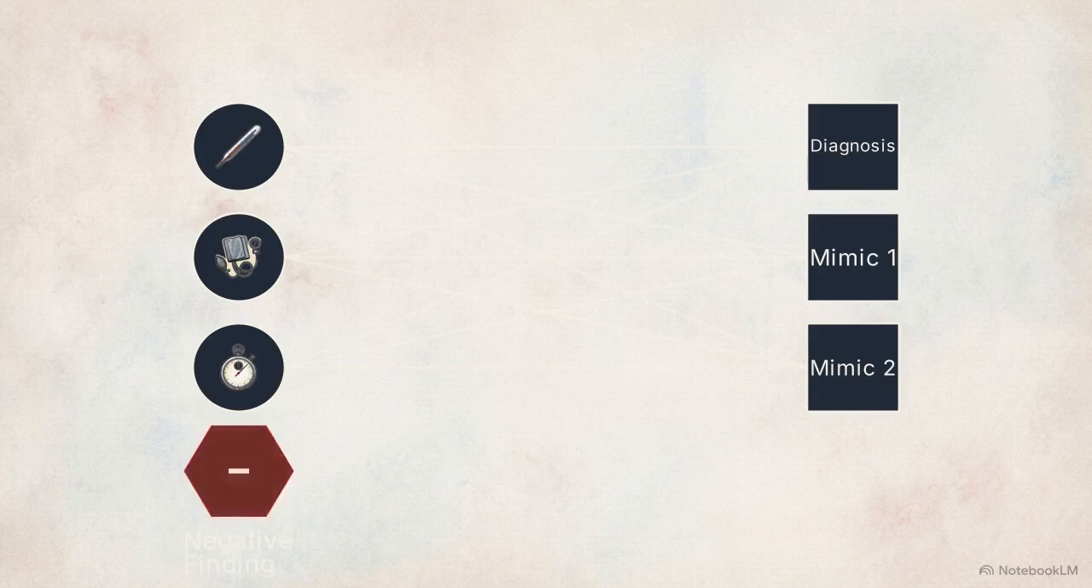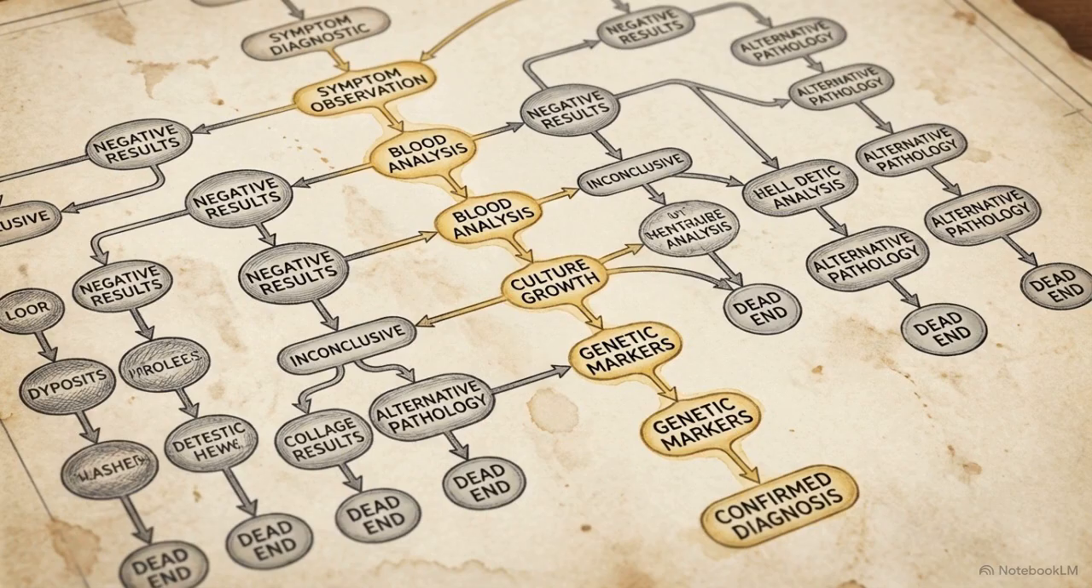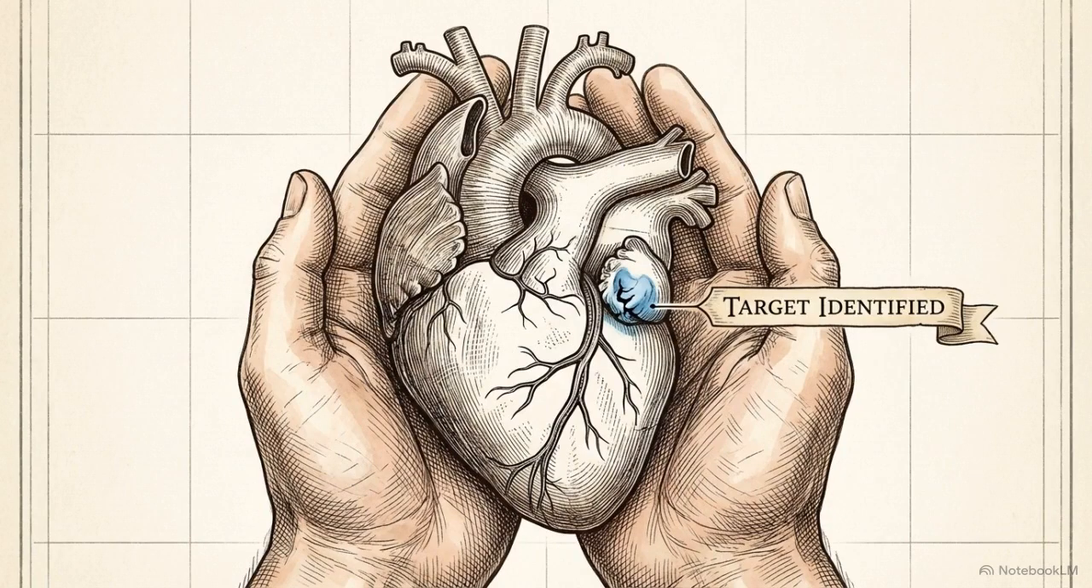The presence of a single, highly specific negative finding immediately severs the connection to a plausible clinical mimic, narrowing the diagnostic possibilities. Mastering this systematic elimination process reduces diagnostic uncertainty. It provides a clearer map to align a medical intervention with the true underlying pathophysiology.